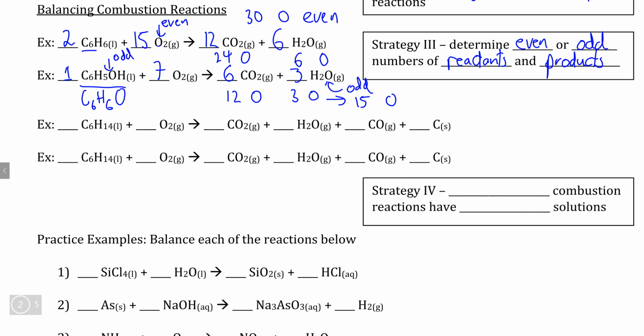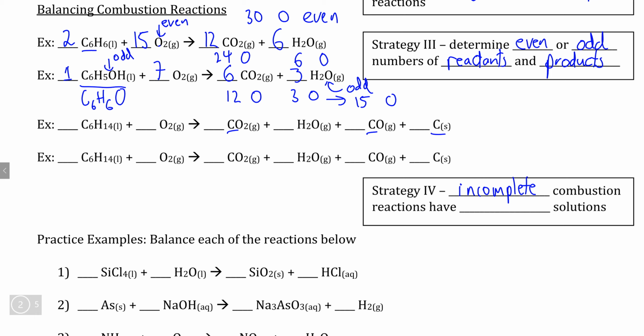Now, our final strategy specifically involves incomplete combustion reactions, which tend to make students go a little bit crazy because we can see that because incomplete combustion reactions produce carbon dioxide, carbon monoxide, and elemental carbon, we have more than one location for carbon and more than one location for oxygen. In fact, we've got 3 locations for each atom.